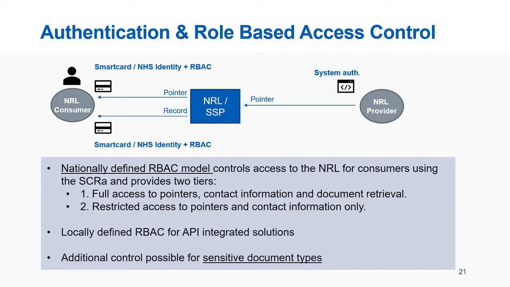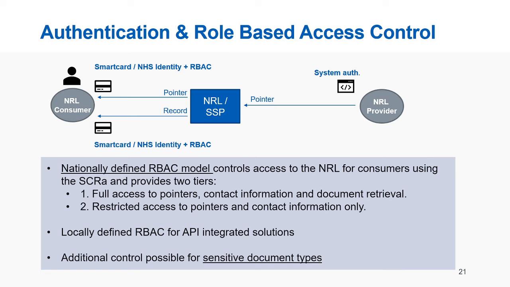We have a nationally defined role-based access control model that is applied to all consumers accessing the NRL via the SCRA. This allows organisations to implement 2 tiers of access if they wish to: full access to pointers, contact information and retrieval, or restricted access to pointers and contact information. The first may be useful for a clinician, for example, and the second perhaps for an administrator.